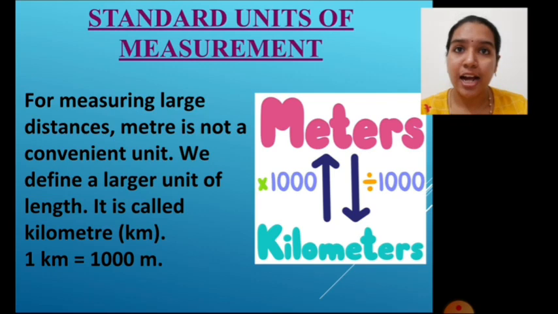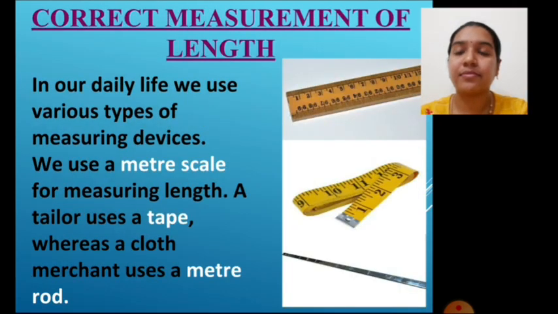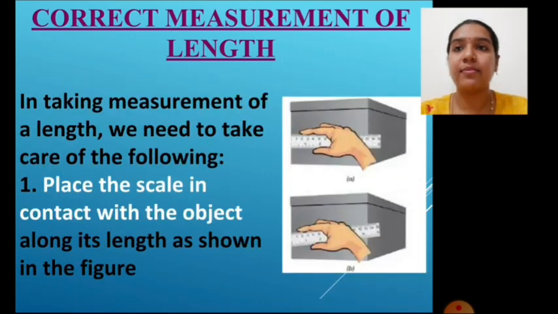For measuring larger distances, the SI unit used is kilometer, where 1 kilometer is equal to 1000 meters. These SI units are marked on several measuring devices like meter scale, measuring tape, meter rod, etc. We have also learned some set of rules to be followed for getting correct measurement of length.